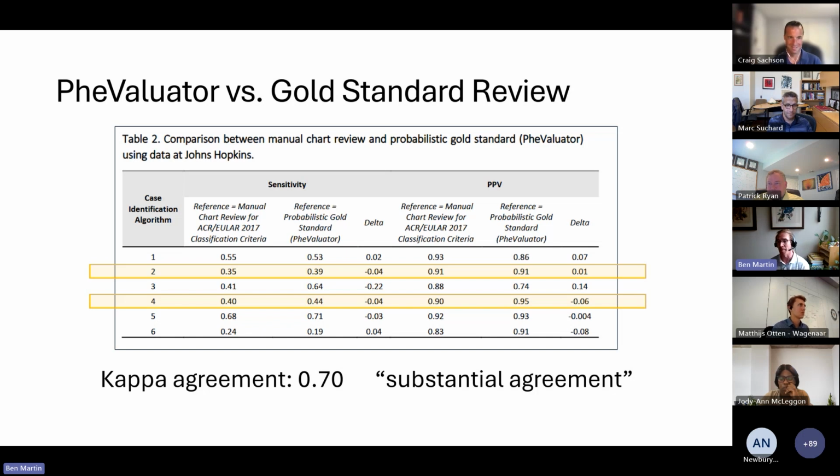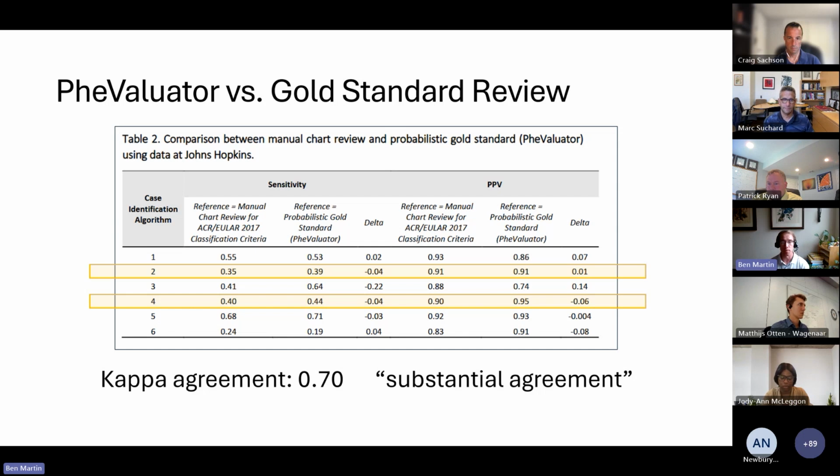But thankfully it came out that pHeValuator actually does a very strong job of estimating the performance of the evaluation of phenotype algorithms. So we compared the calculated sensitivity for our phenotype algorithms from the rigorous manual chart review and pHeValuator, and the metrics were very close at the case identification algorithm level, and then also overall with a kappa agreement of 0.7, which represents substantial agreement.